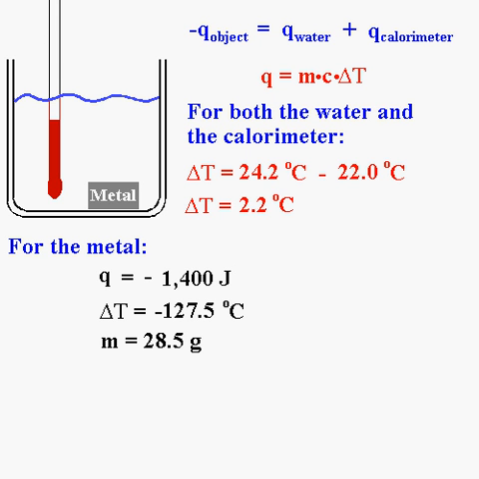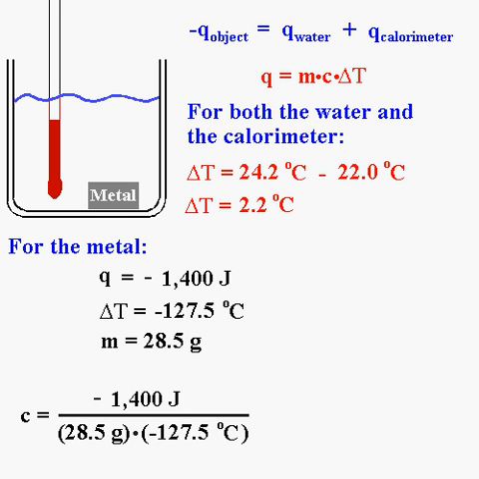So I can use algebra to rearrange equation 2.3 and determine the specific heat. When I do that, I find out that specific heat equals Q, negative 1400 joules, divided by both m, 28.5 grams, and delta T, negative 127.5 degrees Celsius. When I work all this out, I get 0.39 joules per gram degree Celsius. I have to limit myself to two significant figures because Q has only two significant figures. So my answer is 0.39 joules per gram degree Celsius. If I look at table 2.1, this is the specific heat of copper.